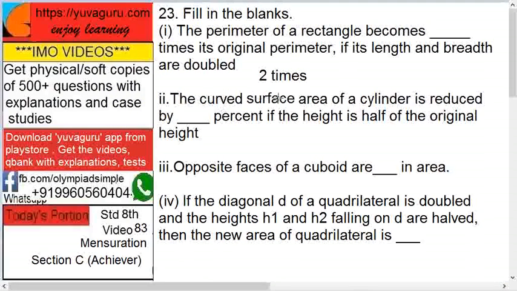Next, the curved surface area of a cylinder is reduced by dash percent if the height is half of the original height. Means there is a cylinder which has a curved surface area. Now what we do is reduce the height of that cylinder by half. So what will be the effect on the curved surface area?